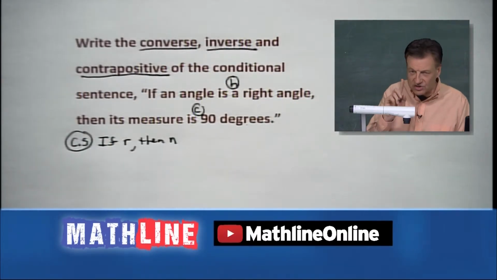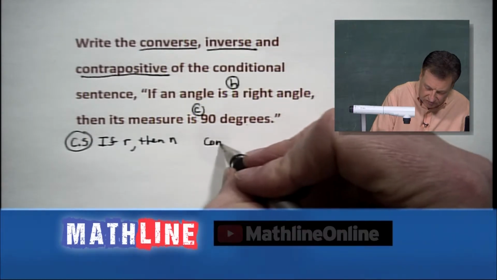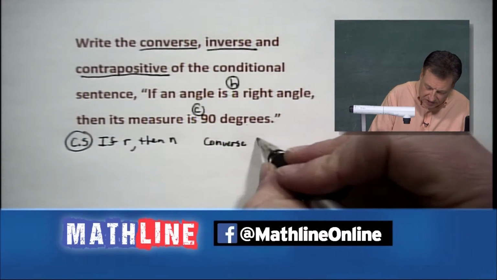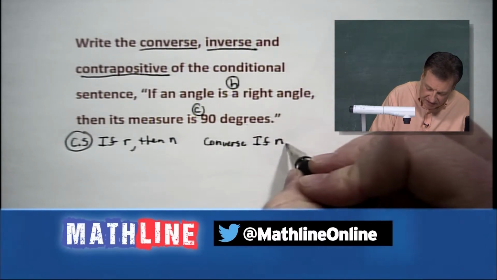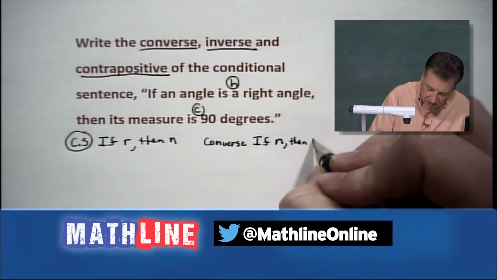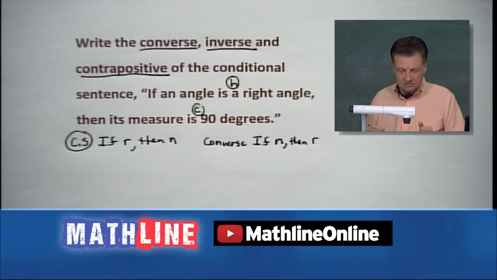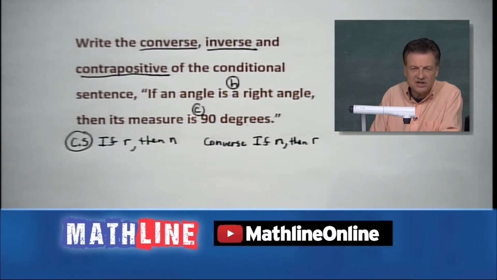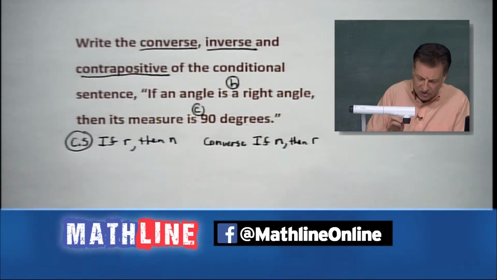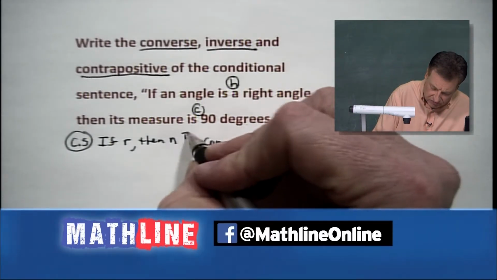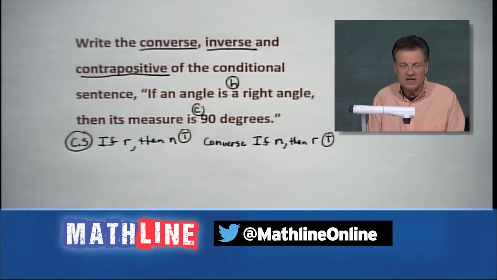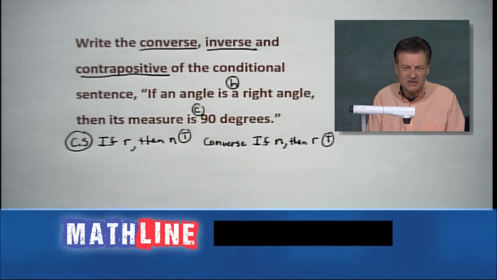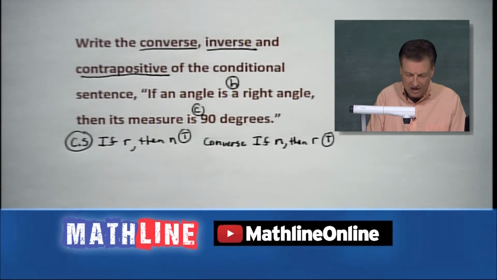Now, converse, remember, converse. Basically, we're going to switch the hypothesis and the conclusion. So we're going to say if N, if 90, then we have a right angle. Okay, so we have an angle at 90 degrees, a measure is 90 degrees, we have a right angle. That's also true. So this is true. We'll put a big T there. This is true. Converse is. And so you're going like, does that mean the inverse is going to be? Well, we're going to find out.